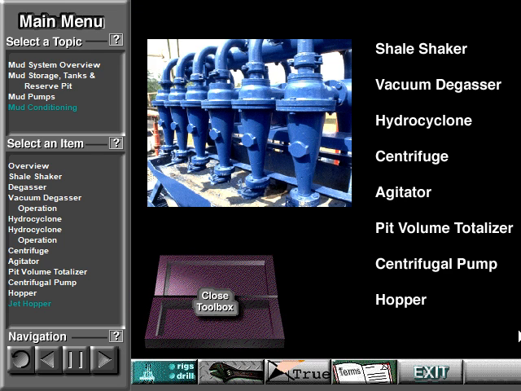Let's see how well you've learned the names of the mud conditioning equipment. For each piece of equipment you see, click on its name.